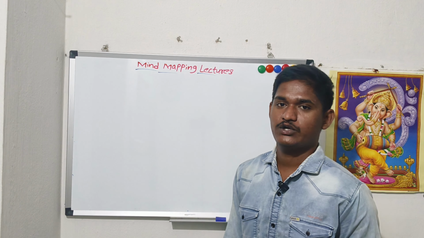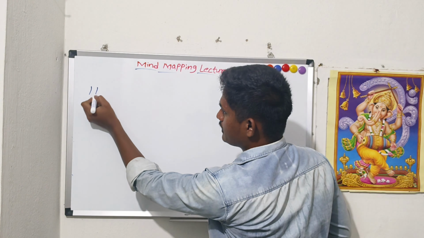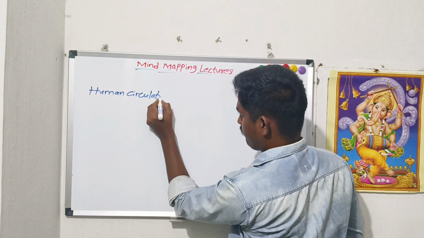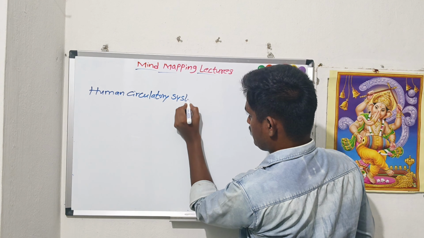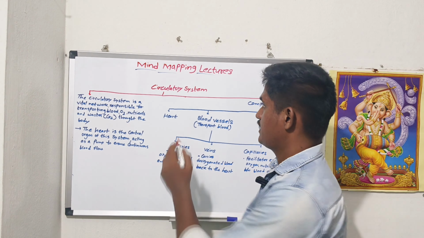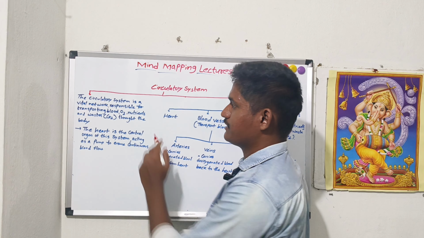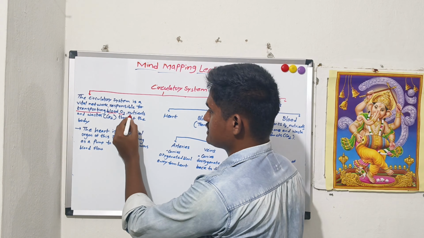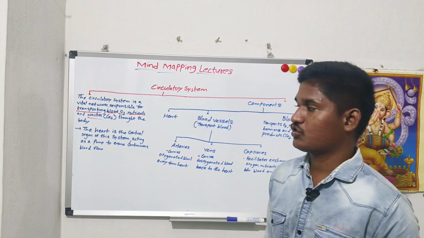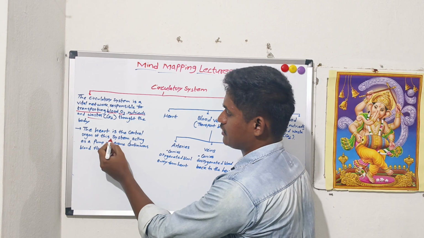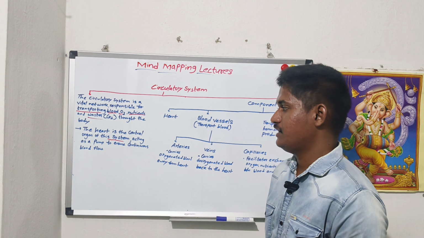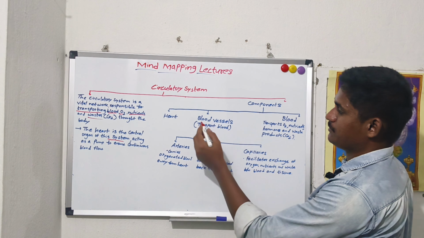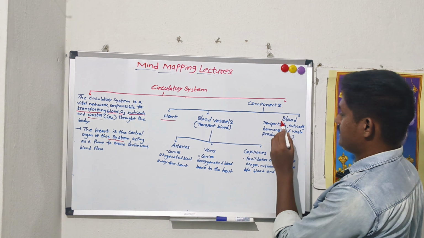In this video, we are going to learn and discuss about the human circulatory system. The circulatory system is a vital network responsible for transporting blood, oxygen, nutrients and waste products like CO2 throughout the body. Heart is the center of the circulatory system, acting as a pump to ensure continuous blood flow. And the components that are present in the circulatory system are heart, blood vessels and blood.